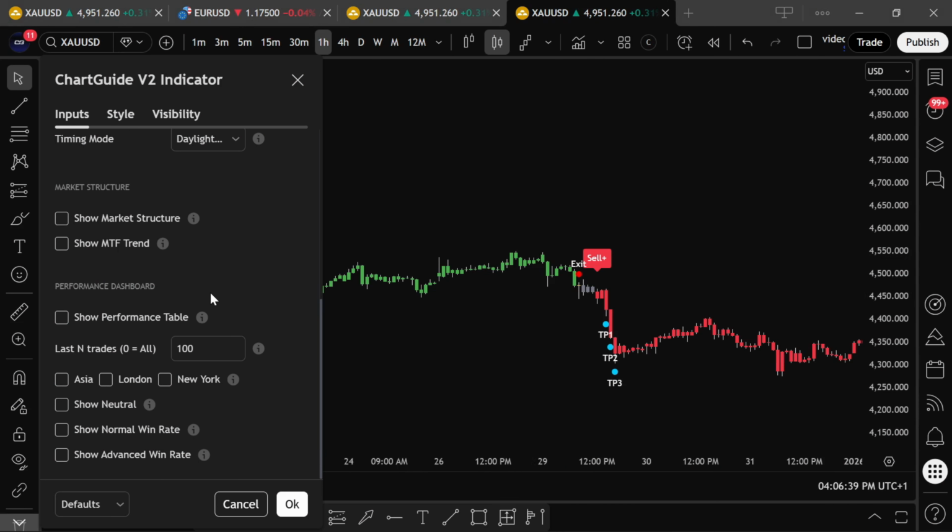Alright, next up is the performance table. When you turn this on, it'll show you, with your current settings, how many times price hit take profit 1, 2, and 3, how many times the stop loss got hit, and it'll also show you the total trades it took.